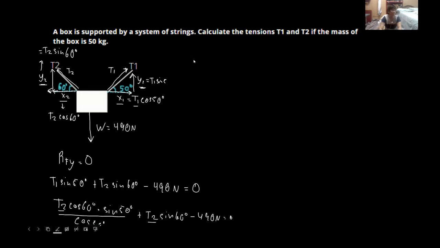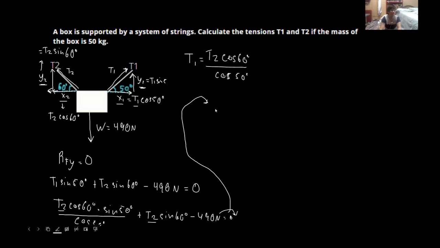So this is T1 equals T2 times cosine 60 degrees all over cosine 50 degrees. Now let's find T2. So let's go to this formula. Transpose negative 490 newtons to the right.